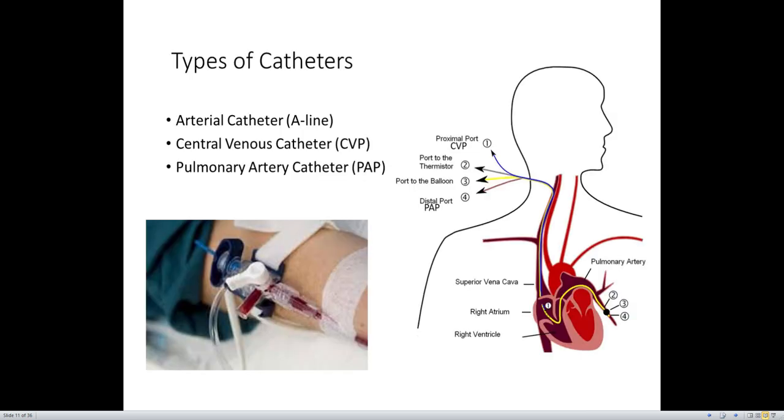Okay, now that we got the physio out of the way, let's talk about some hemodynamic measurements. The measurements we're going to talk about can be obtained through three types of catheters: the arterial catheter, or what we call the A-line, the central venous catheter, or CVP, and the pulmonary artery catheter, or PAP.